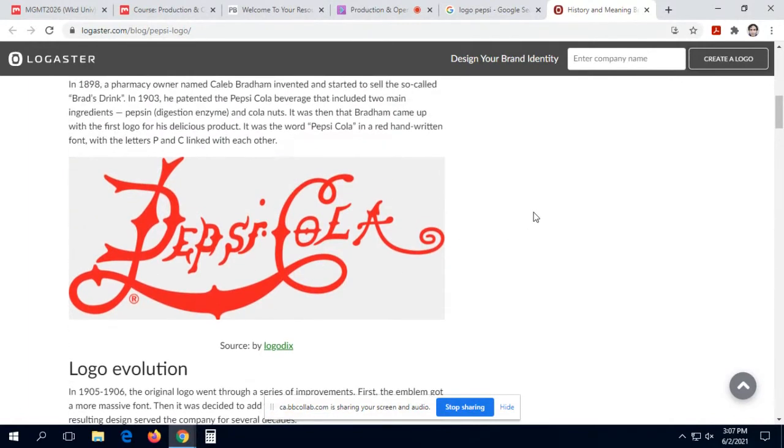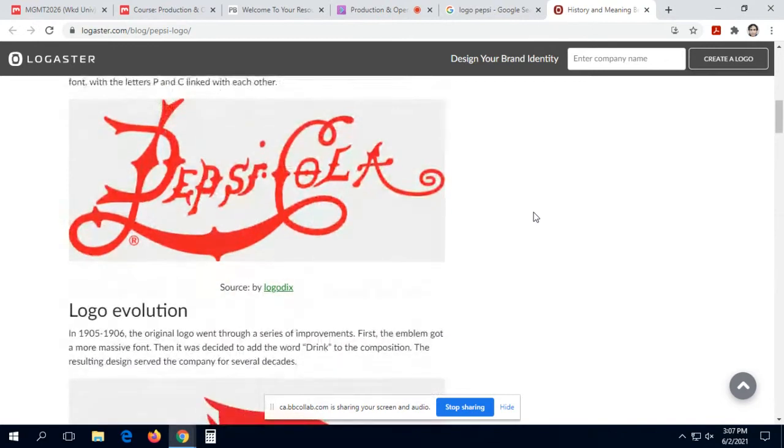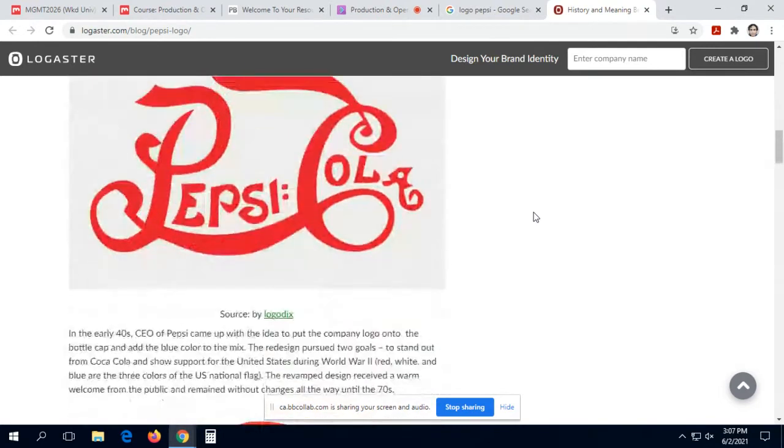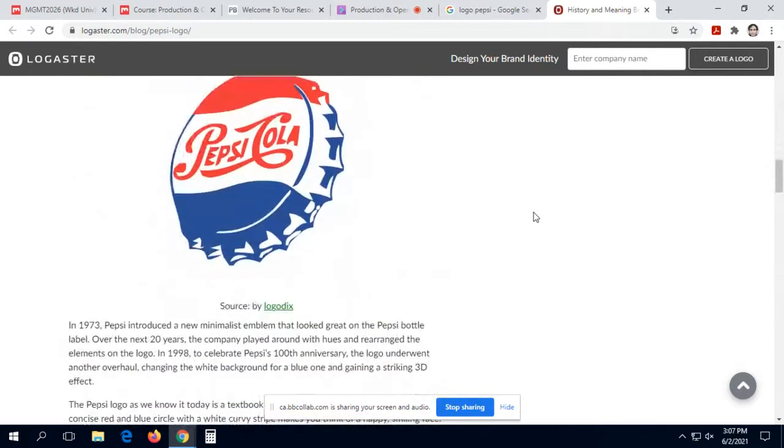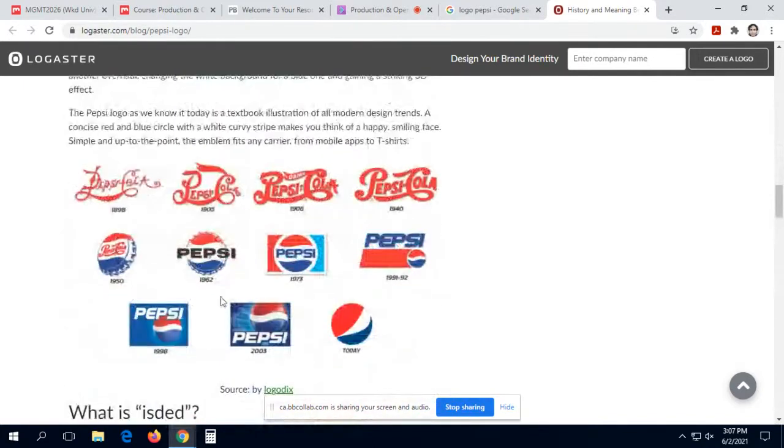Look at this. This is the early logo, the design of their product. You can call it, Pepsi is the product. The logo is part of the product, and designing the logo, how it has been changing over time. And then this, very cool.